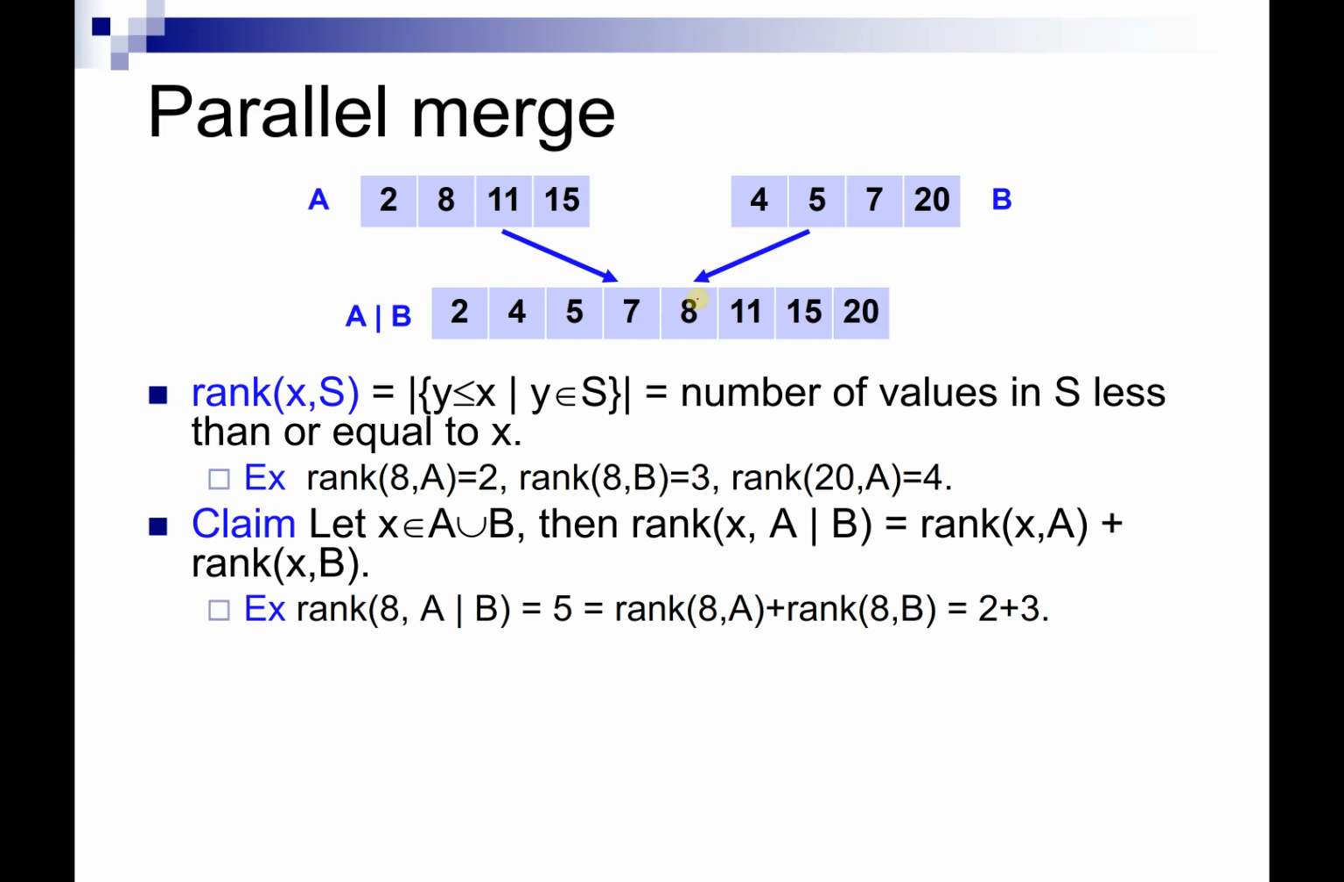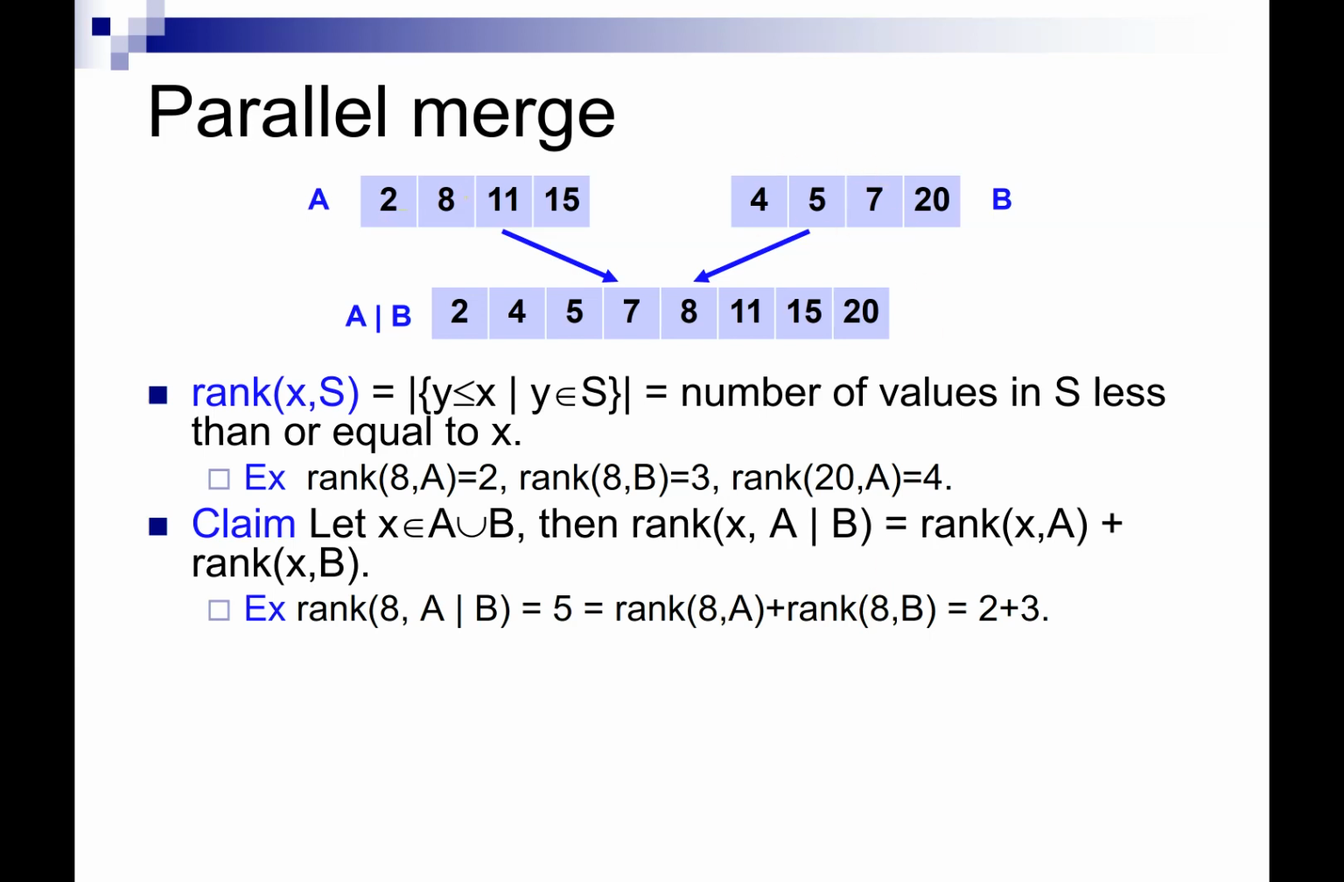As an example of this, suppose you want to compute the rank of 8 in the overall list. Once you combine A with B, there are 5 values less than or equal to 8. This happens to be equal to the rank of 8 in A, which is 2, plus the rank of 8 in B, which is 3.